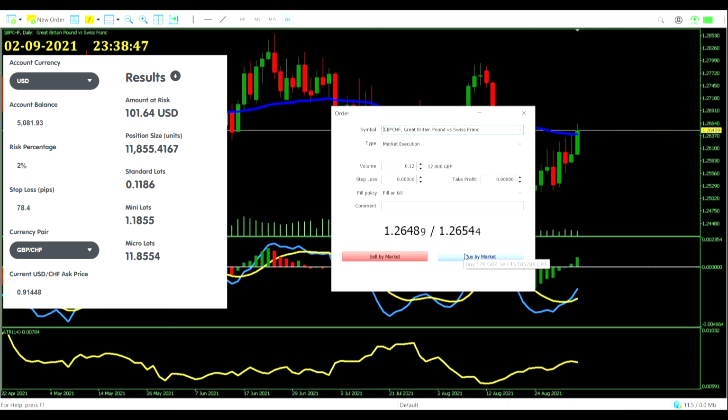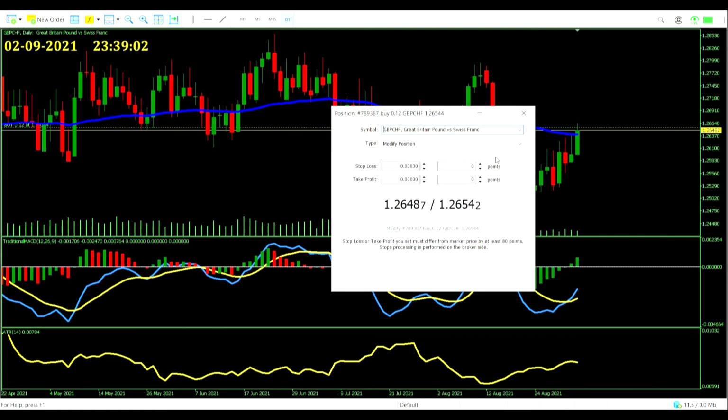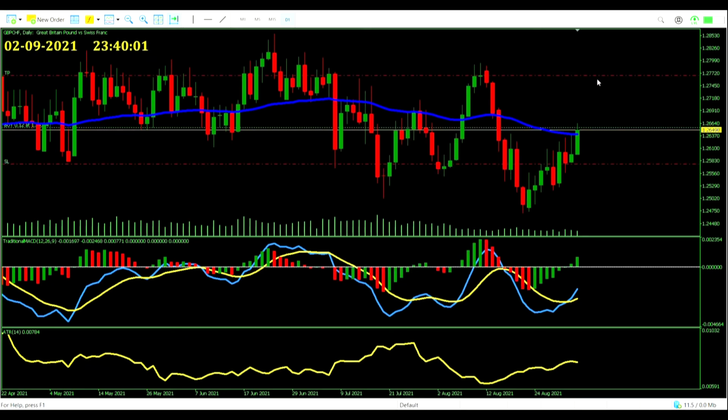Let's get into our buy trade then, in favor of the pound. So we can set our stop loss here at 784 points, and the take profit will go at 1176 points. And there we go, you see the take profit right up at this level, near the resistance, but not past it, which is quite good to see. And then the stop loss is pretty tight down here.